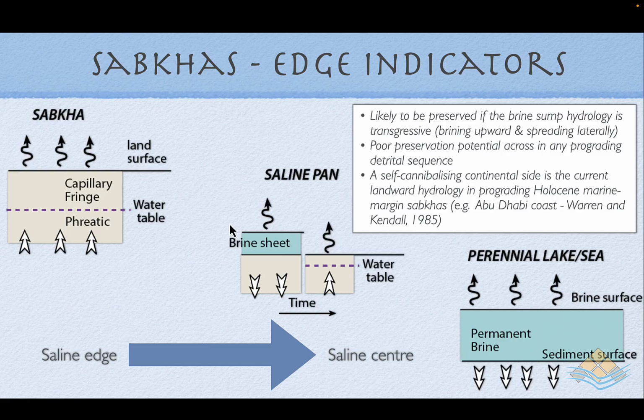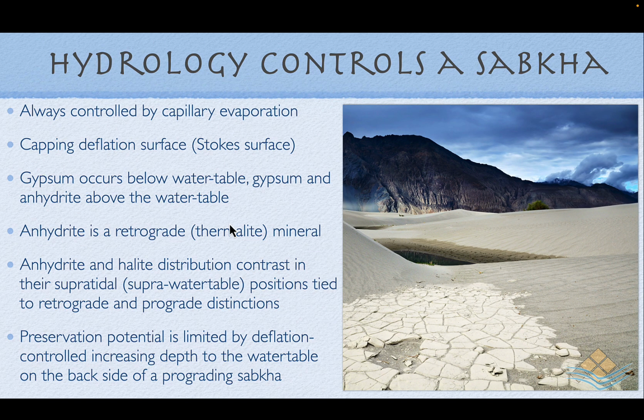If we're going to preserve a sabkha succession, then we're going to have some sort of transgressive brining upwards and spreading laterally hydrology, where that sabkha succession is sinking into a calcium sulfate saturated brine below the water table. What does this mean in terms of the hydrology that is controlling the mineral distribution and the sediment distribution in our sabkha? Well, the evaporites in a sabkha succession, by definition, are controlled by the various processes tied to capillary evaporation. They're going to occur beneath a capping deflation surface or Stokes surface.